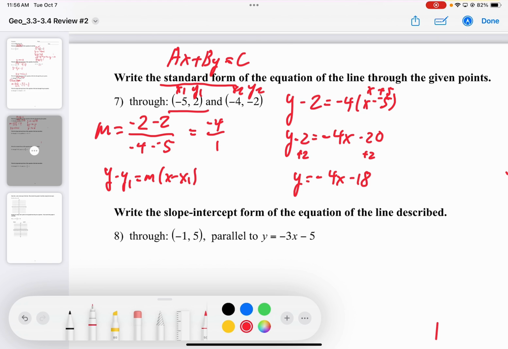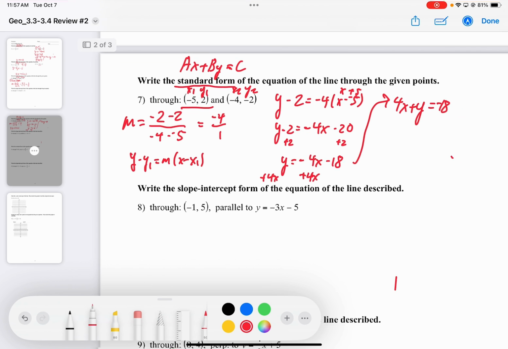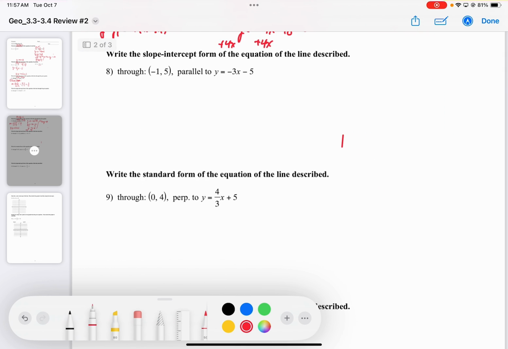Now what? I heard it whispered over there. What do you guys want to do? Add 4x. Because I want to get ax plus by equals c. So then I would have 4x plus y equals negative 18. We feeling okay? All right.